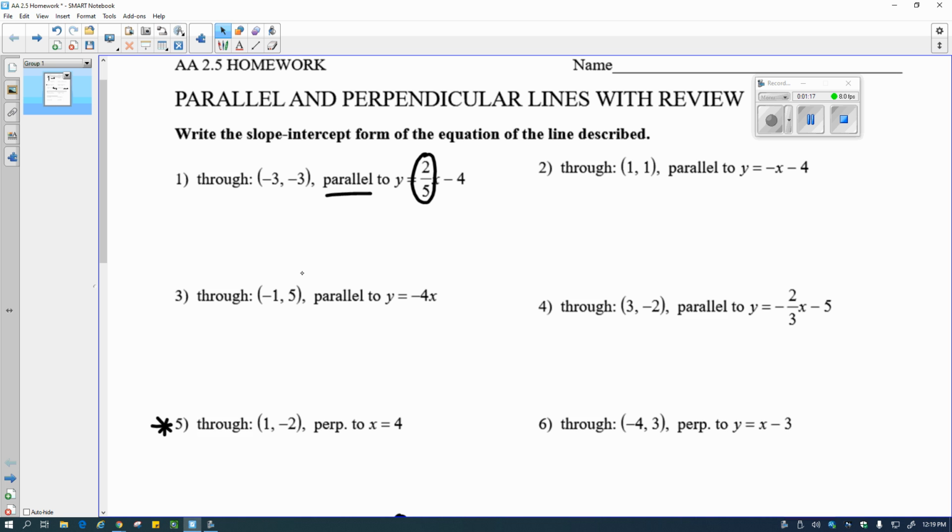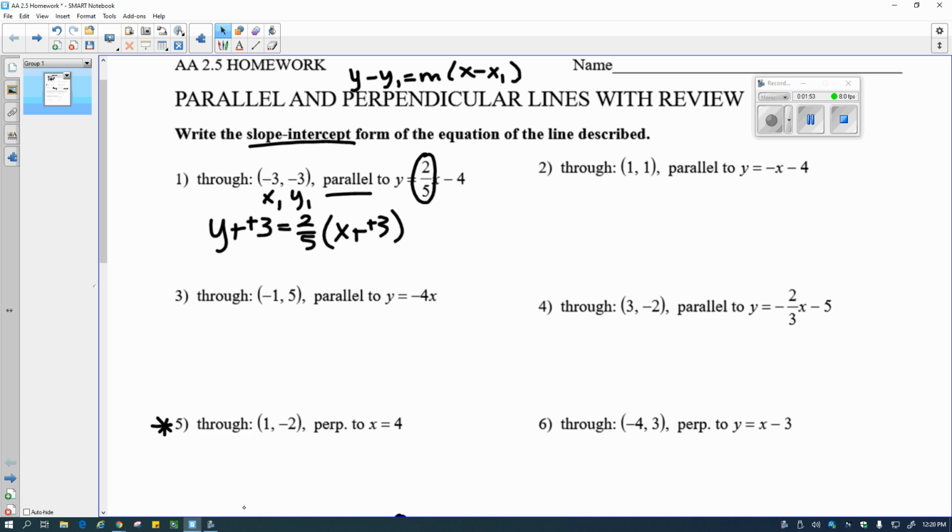Then you just have to plug it into the point slope form, which is y minus y1 equals slope times x minus x1, where I'm given x1, y1 in the point, and then I find the slope. So this would be y minus -3 equals 2/5 times x minus -3. And then I can write that as plus positive. Now, the directions say write it in slope-intercept form, but actually for your test, you only need point slope form. So we could technically stop here. So this would be y plus 3 equals 2/5 times x plus 3.